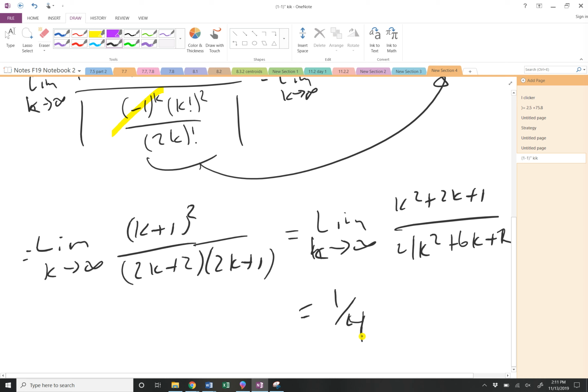So what does that mean? It's absolutely convergent. If we set up that limit and it's less than 1, then we know it converges. Absolutely. Yes.